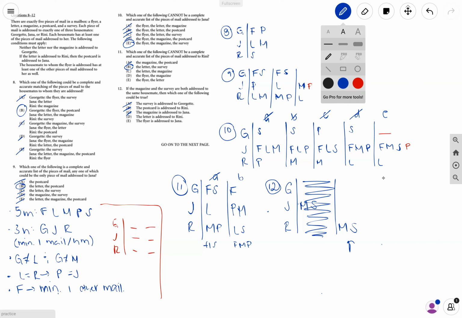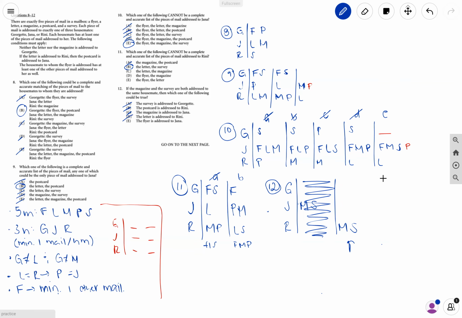D says the letter is addressed to R. So if I were to plug in L over here, I'd have to put P over here, which would leave me with F over here. But again, I have the same issue where I'm assigning F to one person, but I'm not assigning anything else to that person, which breaks my rule. So that's not possible, which means D isn't my answer either, which leaves me with E.